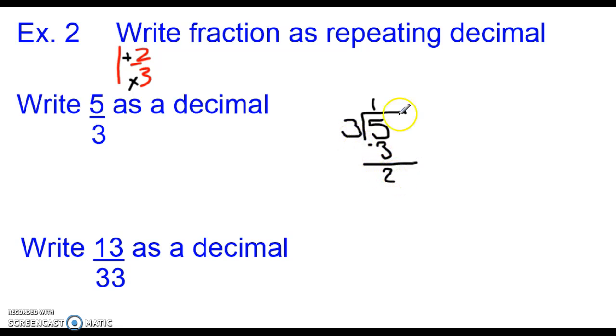3 cannot go into 2, so I need to add a decimal and a 0. 3 goes into 20 6 times, which gives me 18 when I multiply 6 times 3. I subtract, I get 2. I get to bring down another 0.